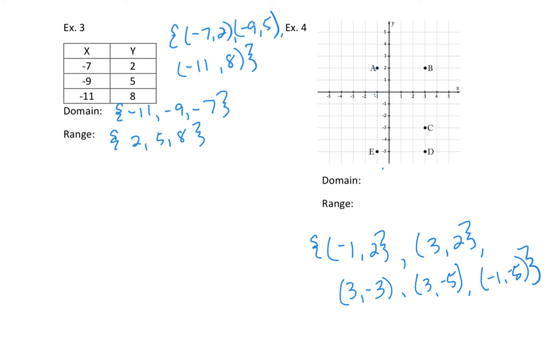So if I want to list off my domain, that's all my x values. I have -1. We have 3 3s. You only need to list it once. 3 and -1. My y values. Well, my curly brackets are getting really bad. My y values, if I'm trying to write from least to greatest, I have a -5, another -5, -3, and 2.